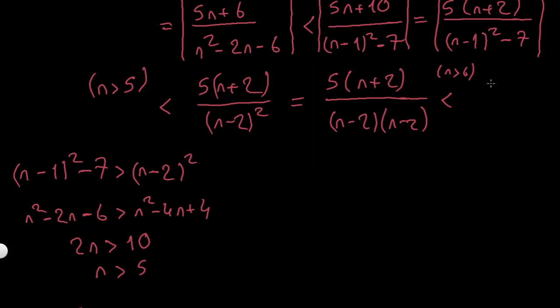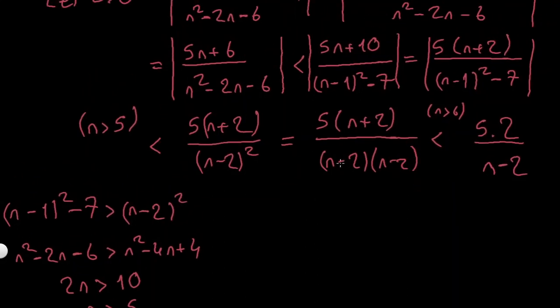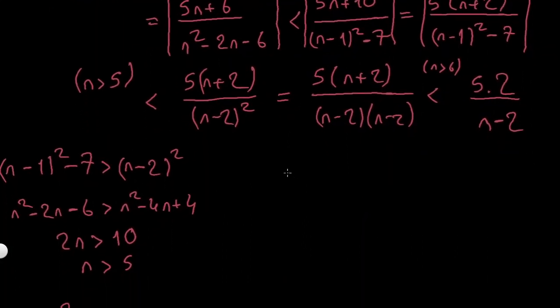So it will be 5 times 2 over n - 2. Now I have something much simpler, okay? I could try to solve it from this point, and I would try to do the same thing I'm going to do now. So I'm just writing this thing. Let's say here, this is 10 over n - 2.